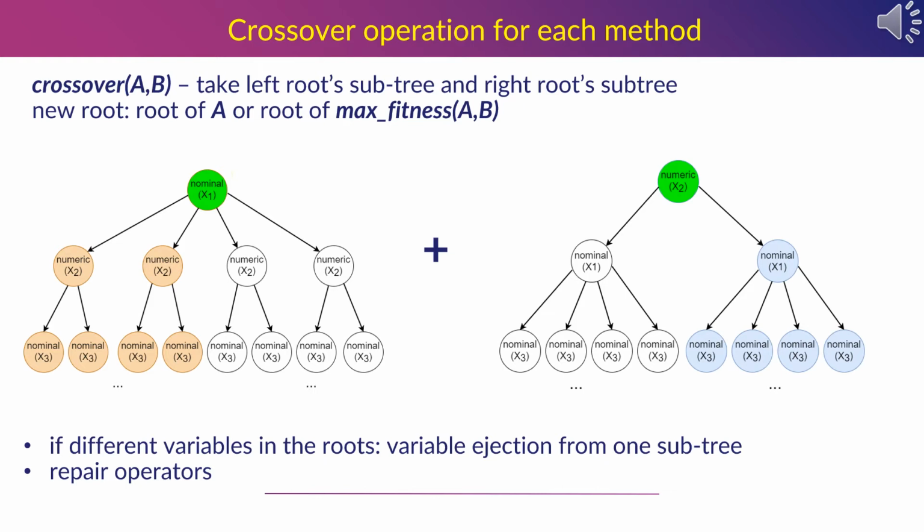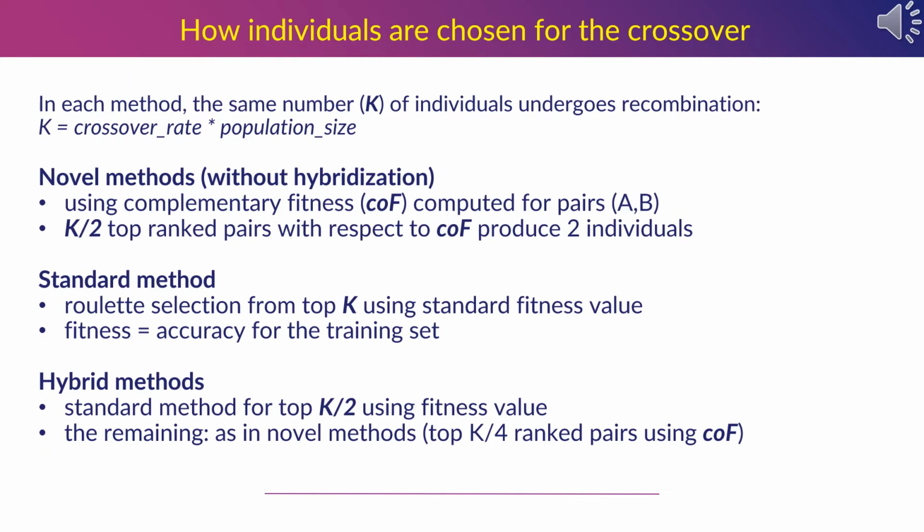Please note that there were a few tricky implementation details here, but we omitted them. The general idea is very simple. For a fair comparison, the same number of individuals is recombined in each method. They only differ by the way they perform selection and pairing for the crossover.